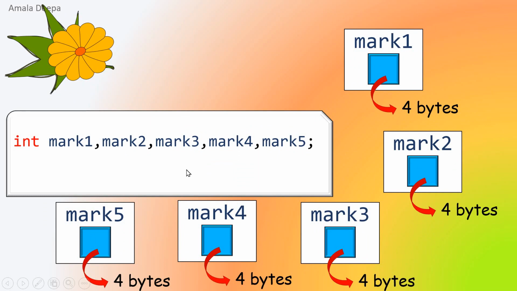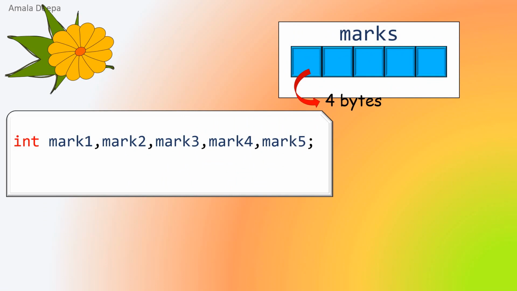Since all these variables are going to hold integer values, won't it be convenient if I have one variable which can hold all the 5 values? For example, suppose there is a variable marks which has 5 locations, each of which is of integer data type, and each location is allocated 4 bytes of memory.